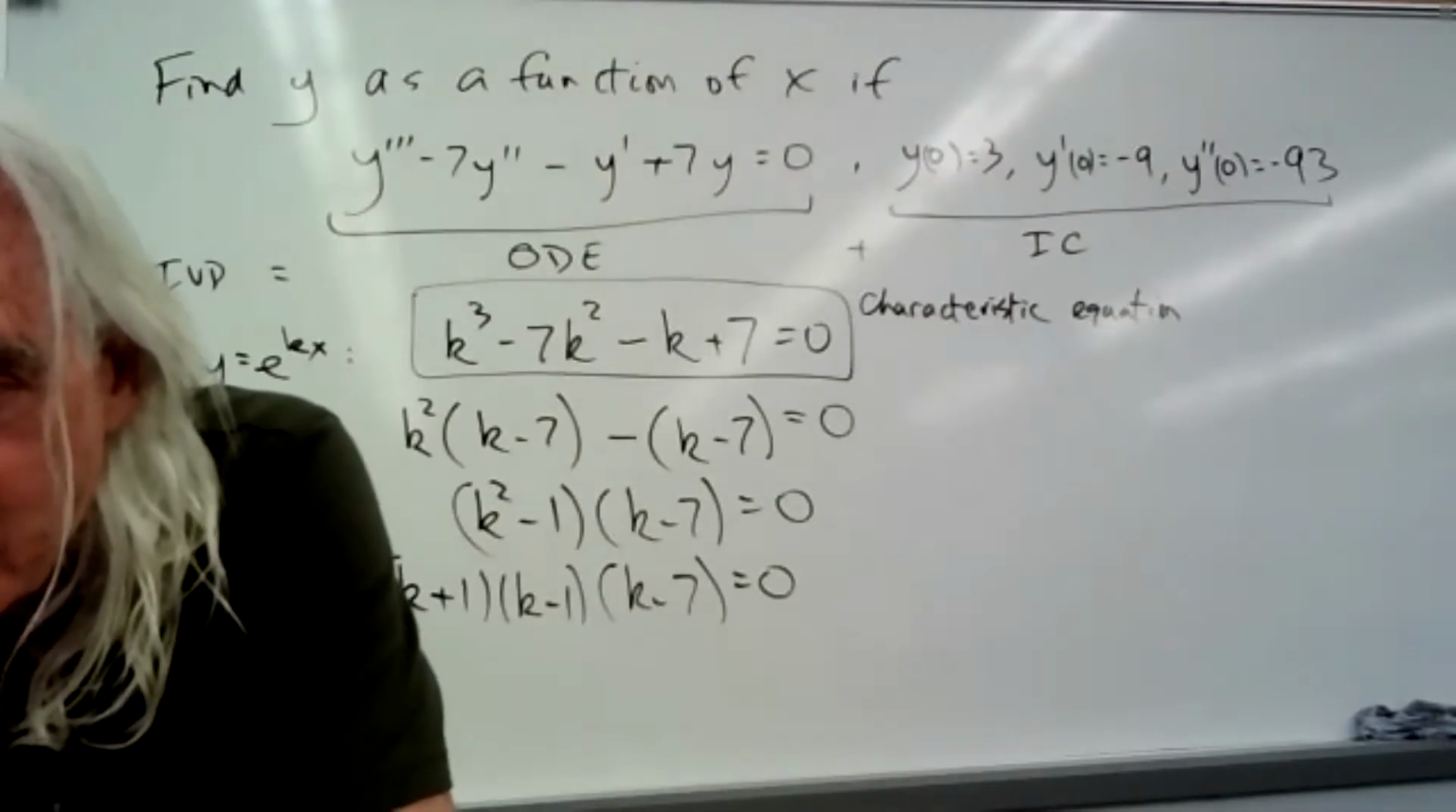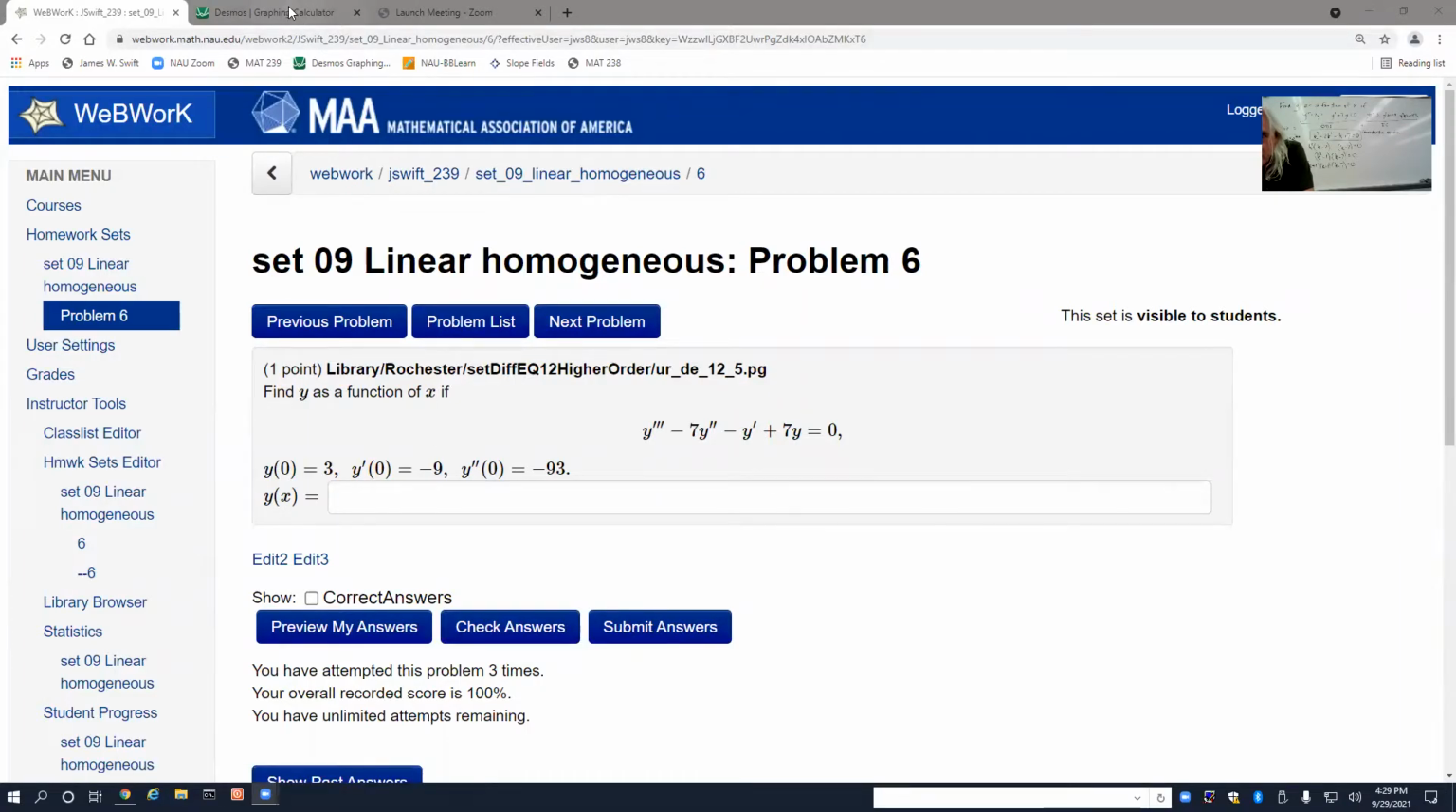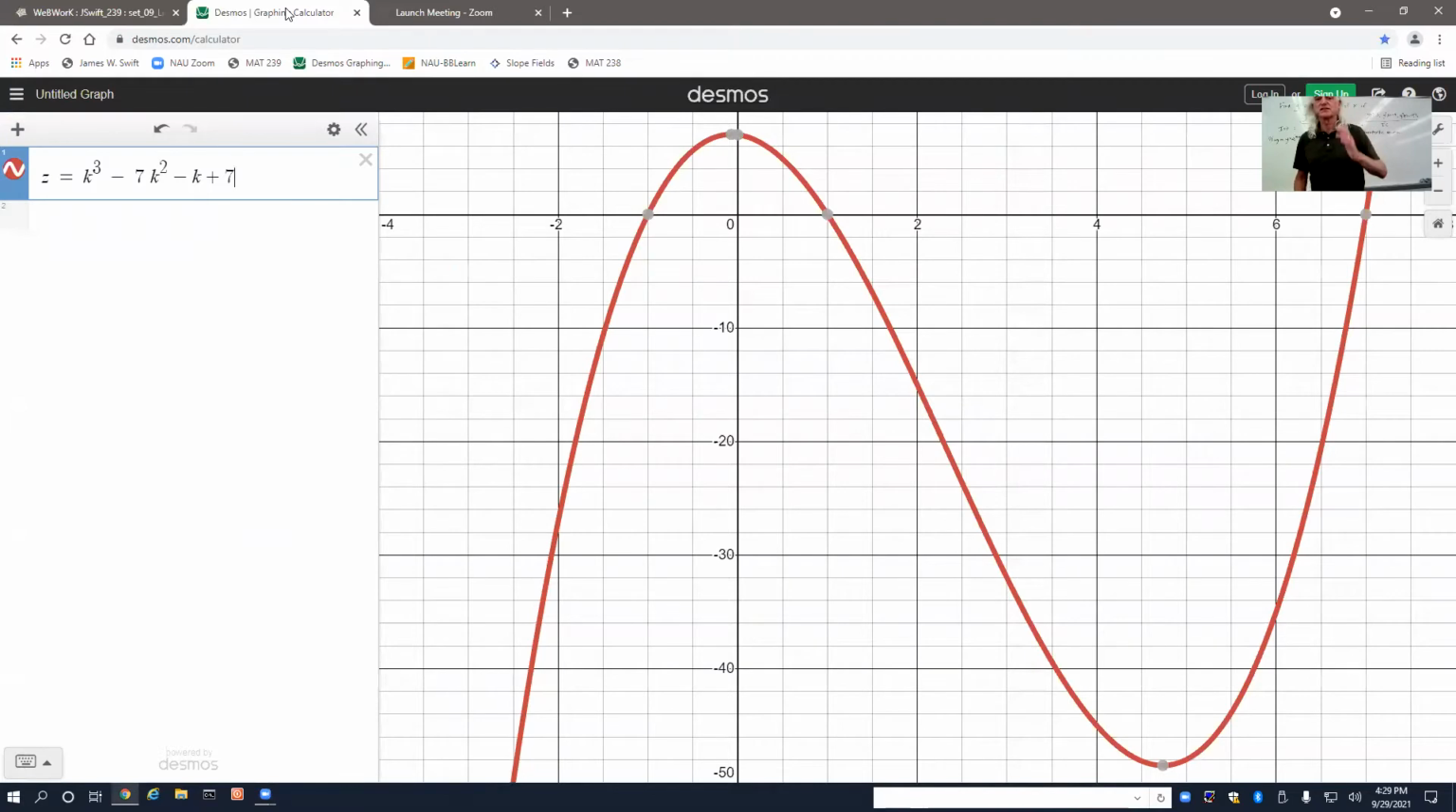And if you couldn't do that, I have a little hint here. I'm going to share the screen. I actually looked at this on Desmos. I actually graphed z equals k cubed minus 7k squared minus k plus 7. You can do this on your calculator too if you want. And you notice the intercepts, usually the x-intercepts, here the k-intercepts, are minus 1, 1, and 7. So cool. If you're hoping that you have a cubic that factors, you can always graph it.